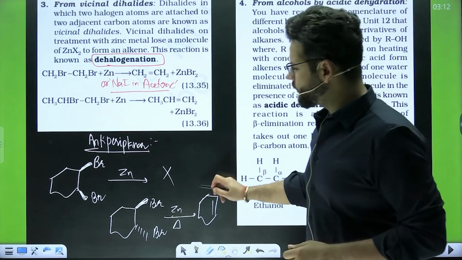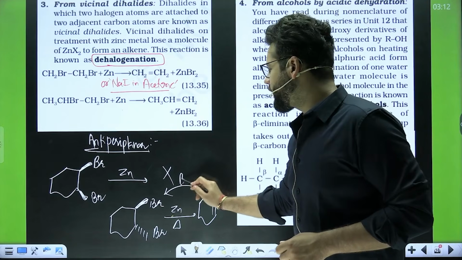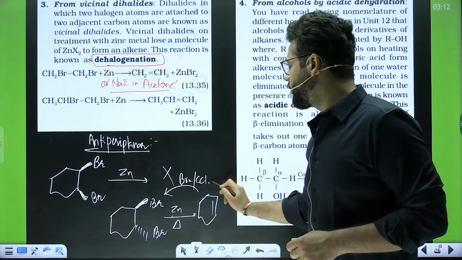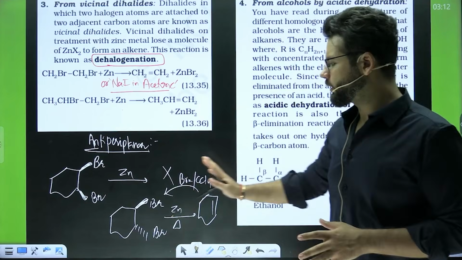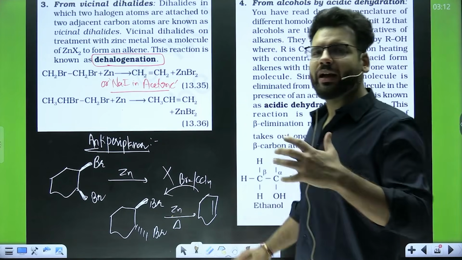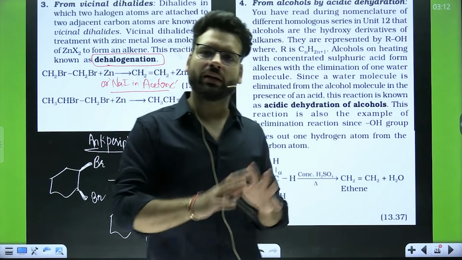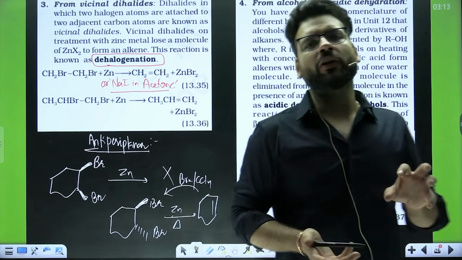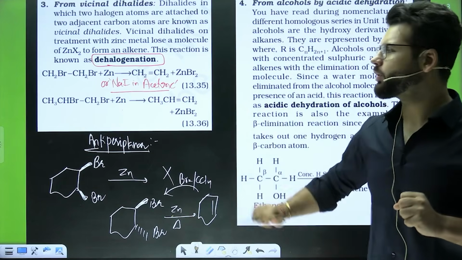Addition of bromine is also anti. If I add bromine, Br2 in the presence of CCl4, the two bromines go only to the opposite sides of the plane. They never go on the same side. So remember it. Addition of bromine to alkenes is also an anti addition mechanism. Removal of Br2 using zinc is also an anti-periplanar elimination. We call it dehalogenation.